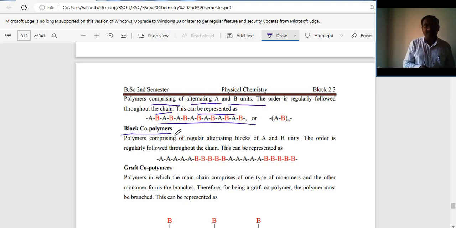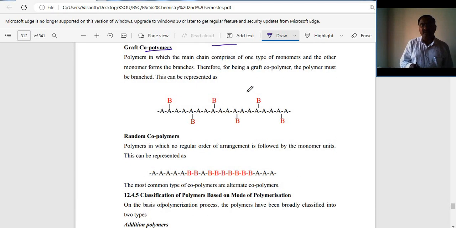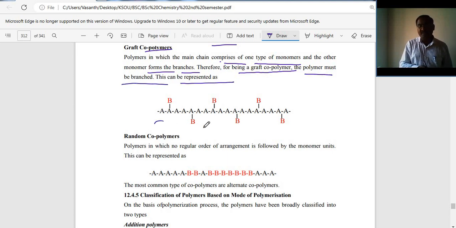In block copolymers, polymers comprise regularly alternating blocks of A and B units, and the order is regularly followed through the chain. This can be represented as this. Graft copolymers are polymers in which the main chain comprises one of the monomers and the other monomer forms the branches. Therefore, to be a graft copolymer, the polymer must be branched. This can be represented as follows.